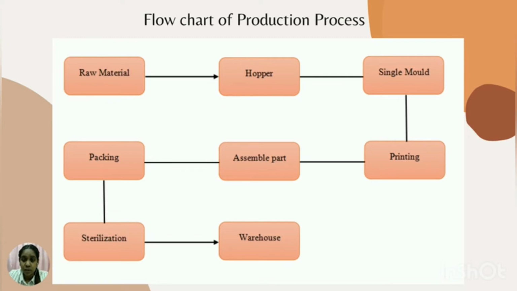After that, it is sent to the printing section to print the measurement label on the barrel. After the printing section, it is sent to the assembly part to assemble all the parts of the syringe, and it is sent to the packaging section. After we pack the syringe, it is sent to the sterilization section, and lastly it is kept in the warehouse. So this was the flow chart of producing the barrel.